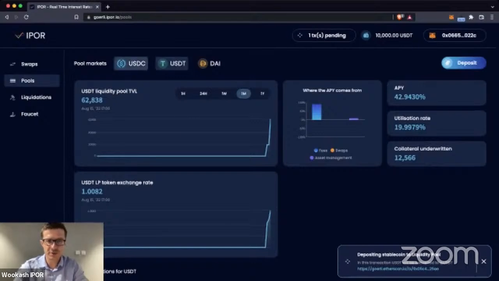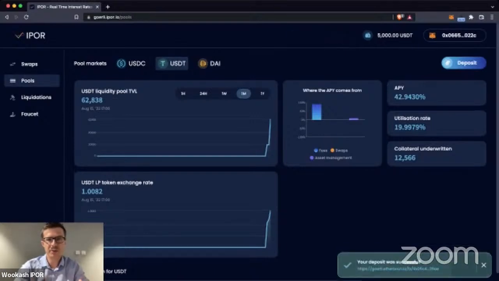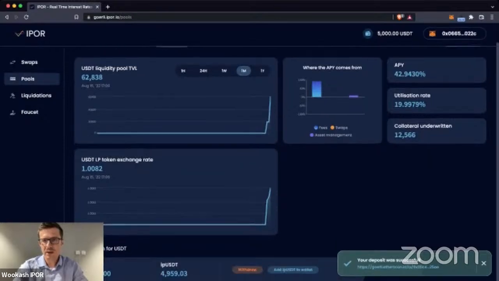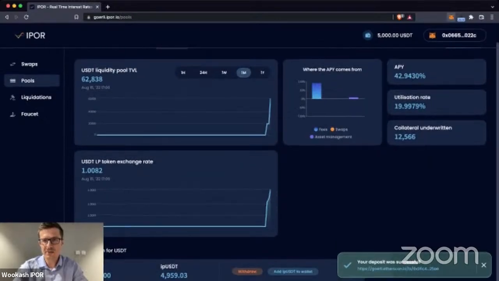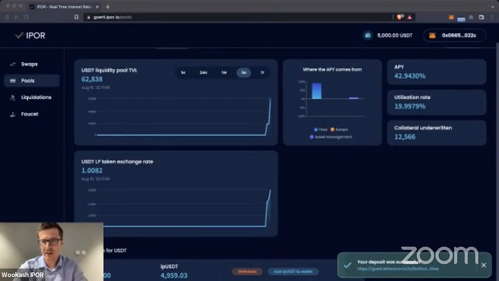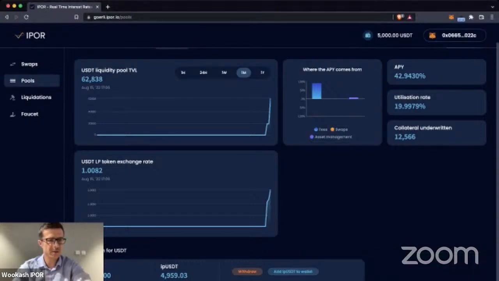I can switch between currencies. So right now I'm in USDT context, so it will issue me IPUSDT. And if I don't see it in my MetaMask, in my assets, there's this little handy button, and I can click it, and it will add that token to my MetaMask.